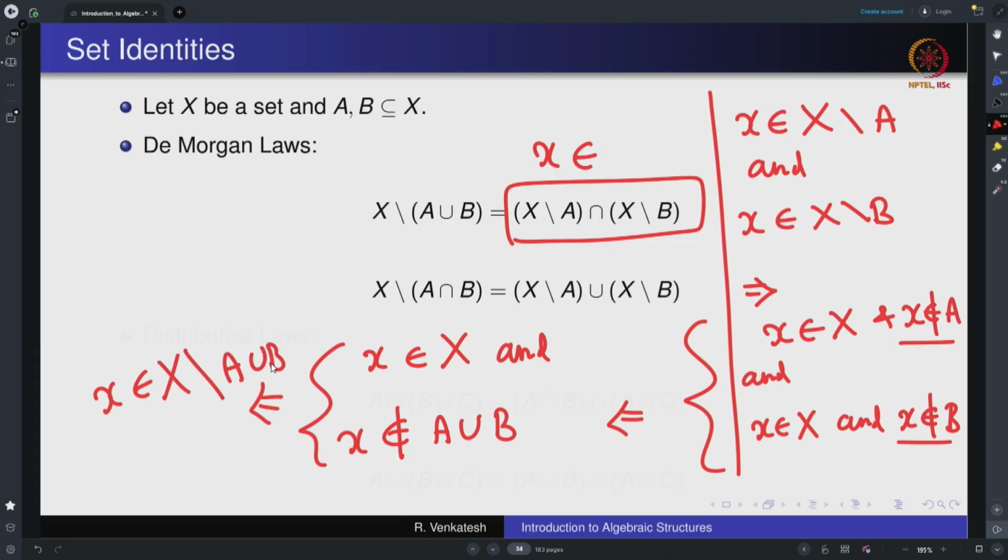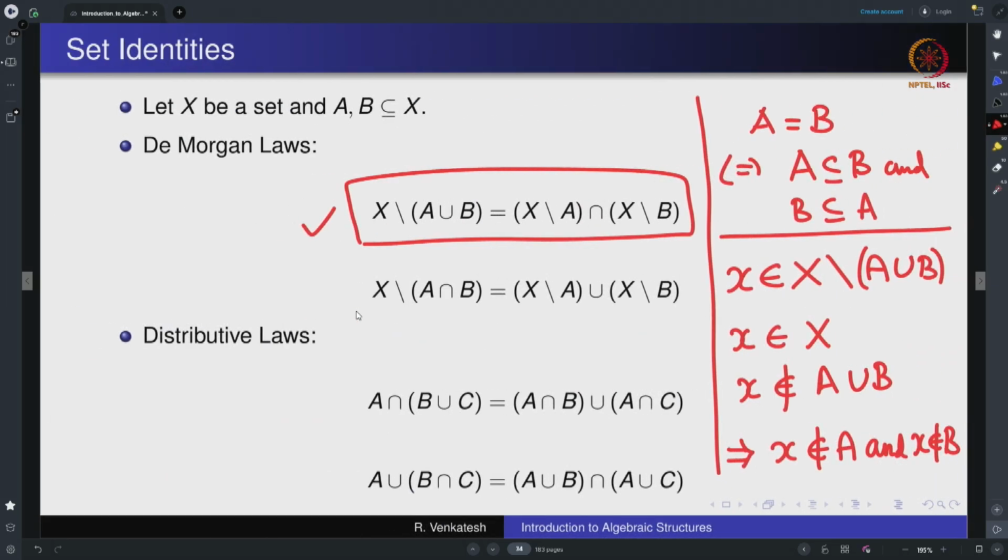So, this tells us the other containment: X difference A union B must contain X difference A intersection X difference B. So, both sides have the same set of elements. That would imply X difference A union B must be equal to X difference A intersection X difference B. Similarly, one can prove that X difference A intersection B is equal to X difference A union X difference B using similar logic.